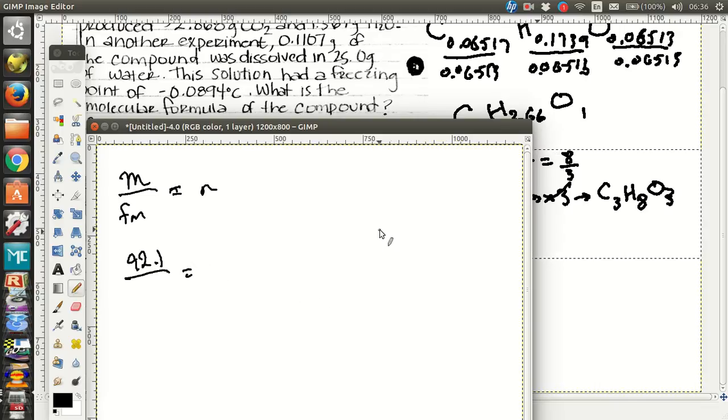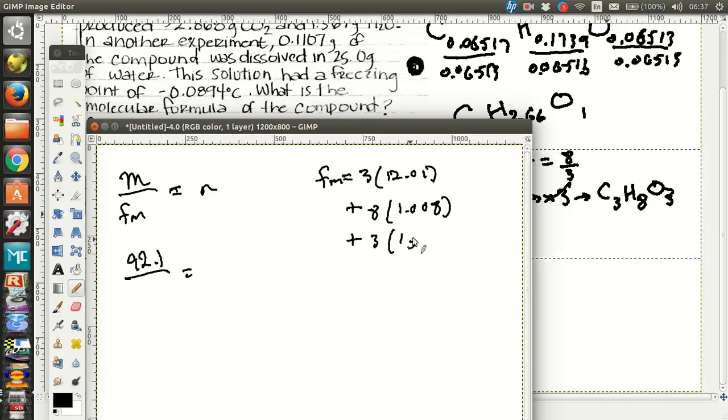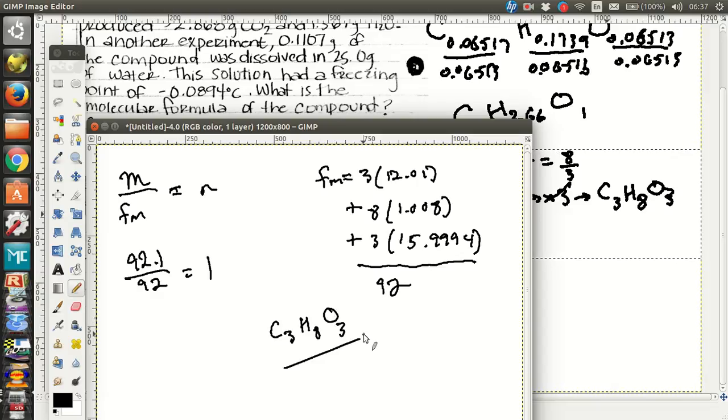Now, what do I mean by formula mass? I mean these added up on the periodic table. So the formula mass is going to be 3 times carbon, which is 12 on the periodic table, plus 8 times hydrogen, which is 1.008, plus 3 times oxygen, which is 15.9994. You add those all up, and what do you get? That's right, you get about 92. So 92 divided by 92 is about 1. So the molecular formula is the same as the empirical formula. It is C3H8O3, and that is all.